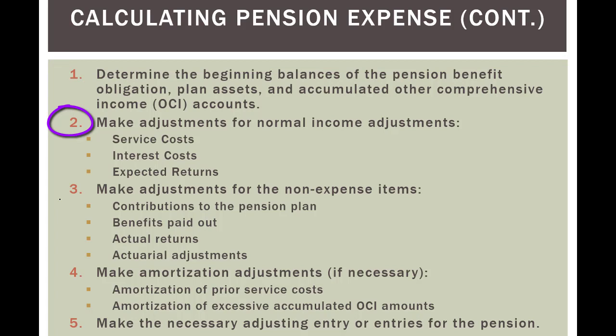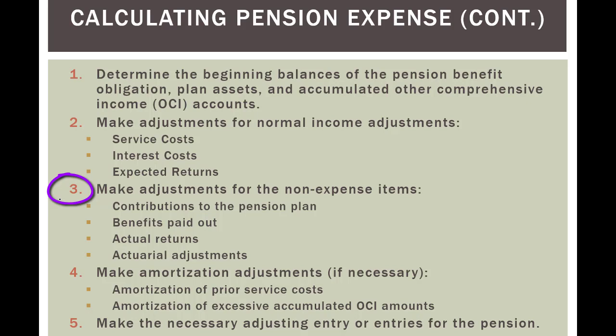Next, we're going to do what we call the normal adjustments. These happen every single year, and they directly affect pension expense. The service cost adjustments for the way our employees have worked for us, the interest costs that take care of our present value estimates, the expected returns that smooth out what we think our plan assets are going to make for us. We then make adjustments for some non-expense items. That's step 3. These happen most of the time, but not necessarily always.